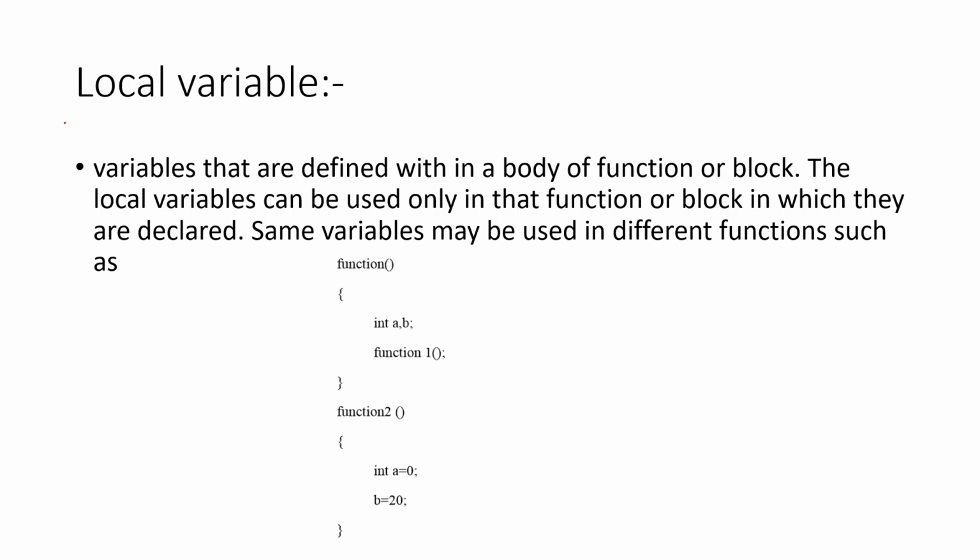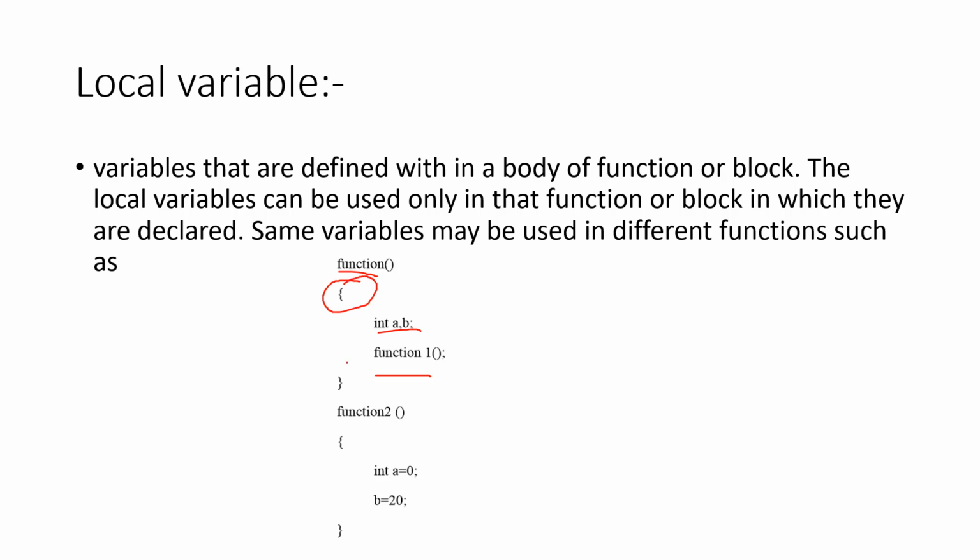A local variable is a variable defined within the body of a function or a block. A local variable can be used only in the function block in which it is declared. The same variable name can be used in different functions, such as int a, b in function calling. Now I'll give you an example here.